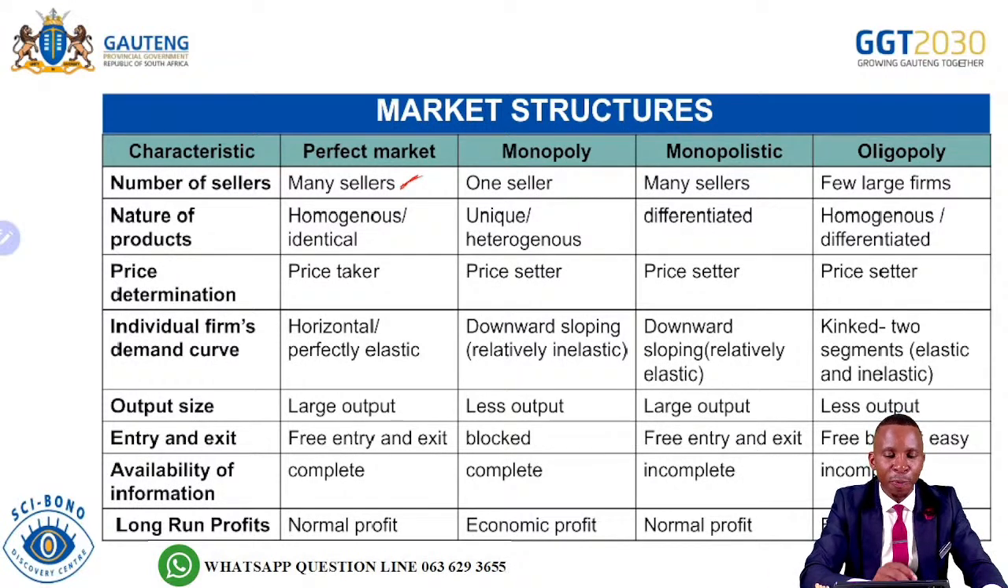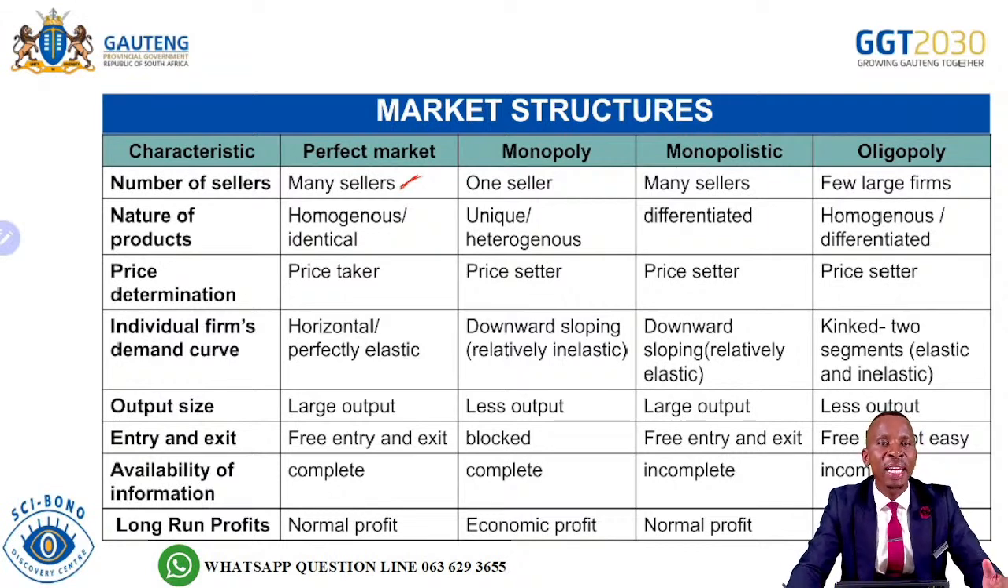You continue with nature of products. The perfect market produces homogeneous products. These are products that are similar and they are perfect substitutes for each other. They are also known as identical. And then look at the monopoly. Monopoly produces unique or heterogeneous products. These are goods that do not have any perfect or close substitute.